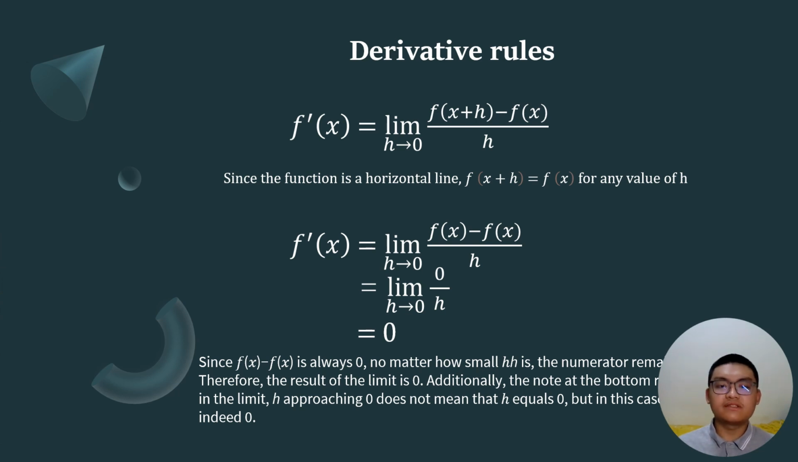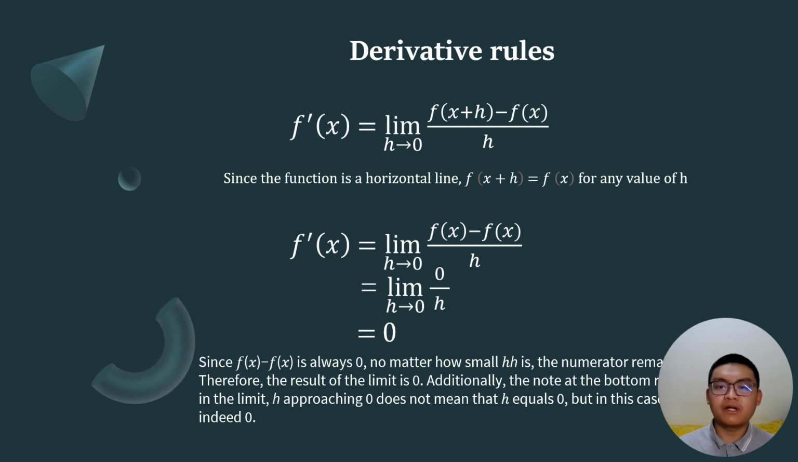So now let's look at this. The formula for the derivative using the limit is shown here as f prime of x equals the limit as h approaches 0 of the fraction f of x plus h minus f of x over h. So since the function is a horizontal line, f of x plus h equals f of x for any value of h. This is because adding h to x doesn't change the value of a constant function.